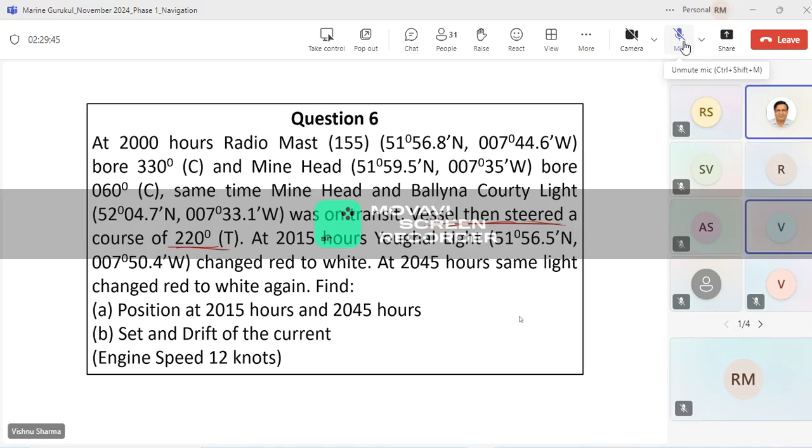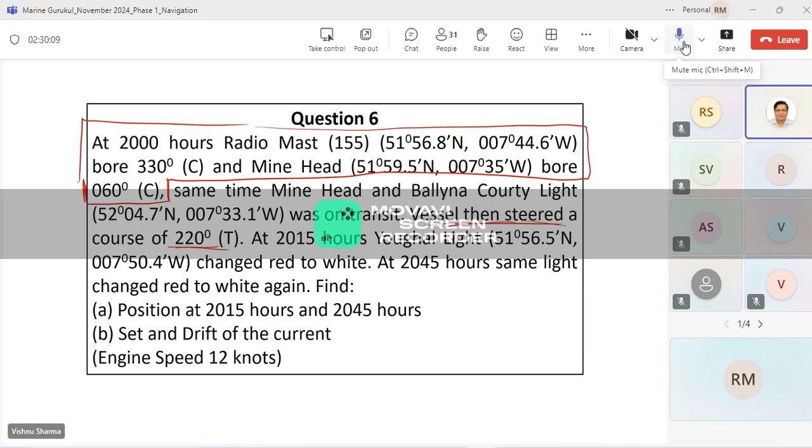Please read the question carefully and tell me what this information can give me up to this point. What can this give me? Can this give me the position of the ship at 2000 hours? Yes or no? Yes, sir. Two position lines. Okay. Are you sure it can give me the position? Think again.